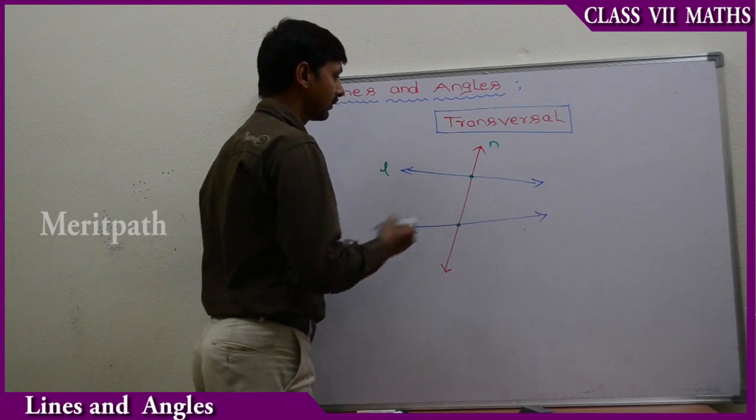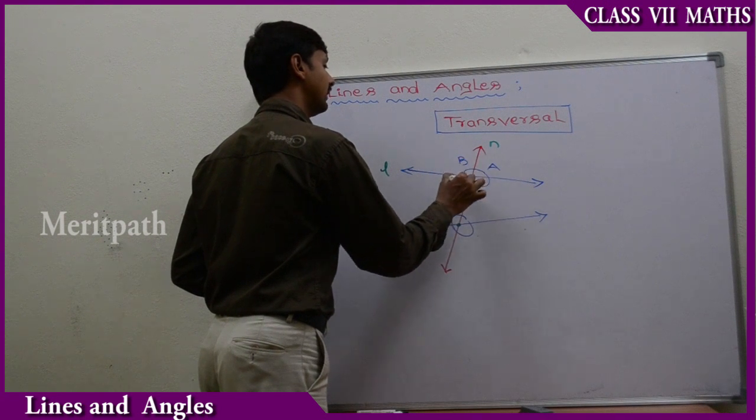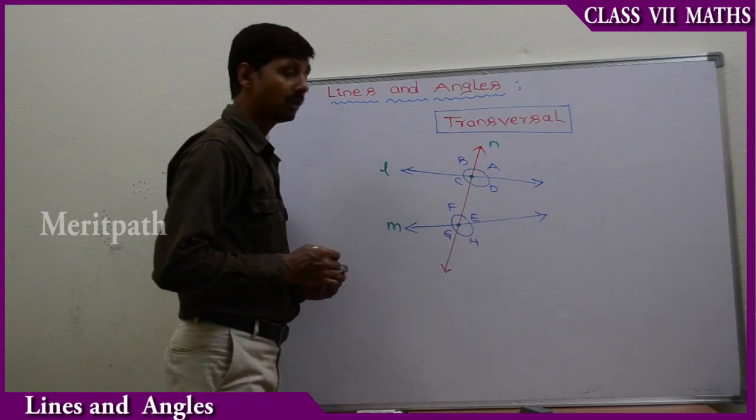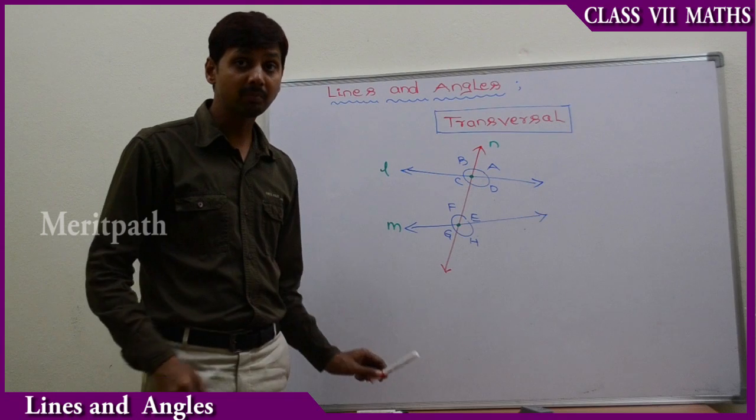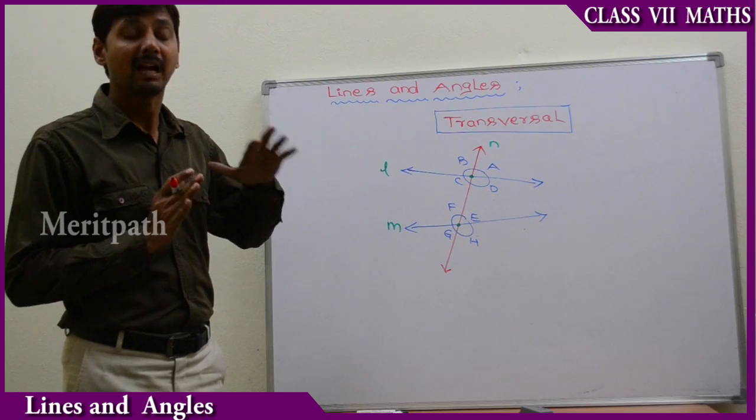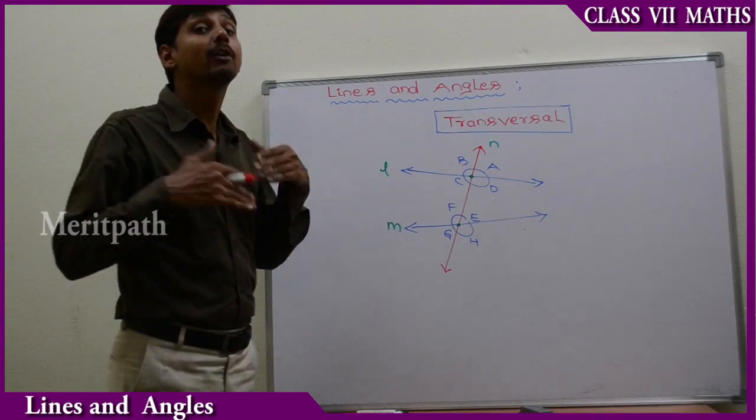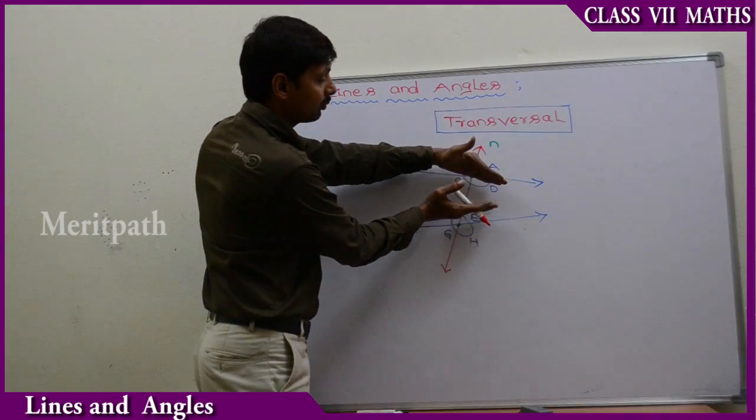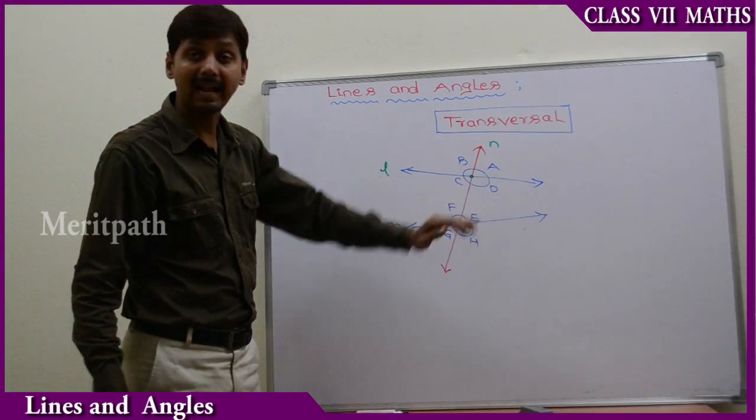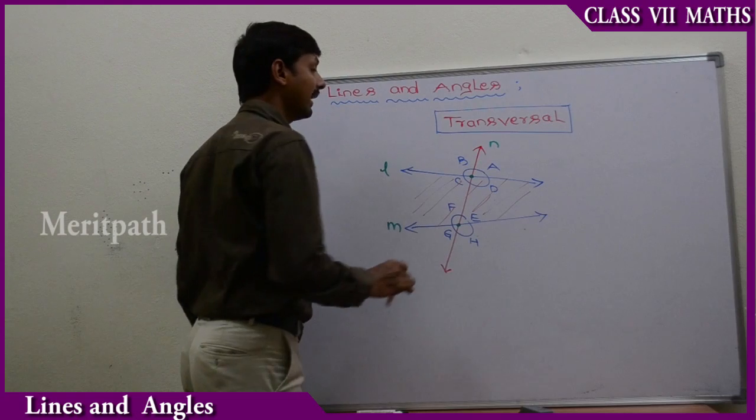So let's name some of the angles here. Four angles will be formed at each point, that is A, B, C, D, and E, F, G, H. Let's discuss the angles which are formed here. The angles in the interior of the two lines we call interior angles, that are C, D, E, F. They are inside, between the two lines L and M.